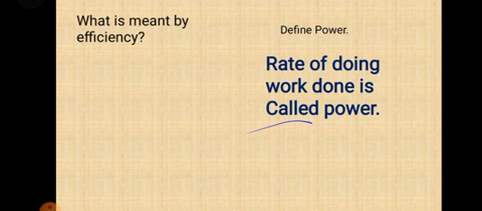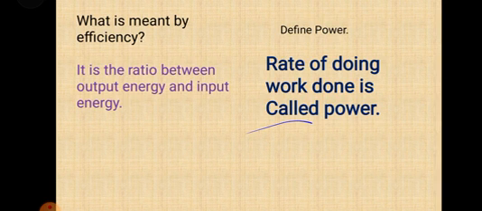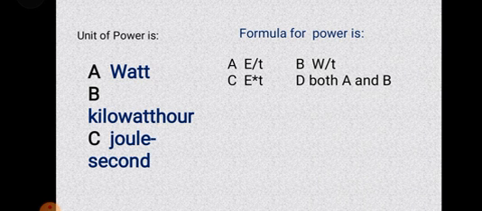Rate of doing work done is called power. What is meant by efficiency? It is the ratio between output energy and the input energy. What is the unit of power? The SI unit of power is watt.